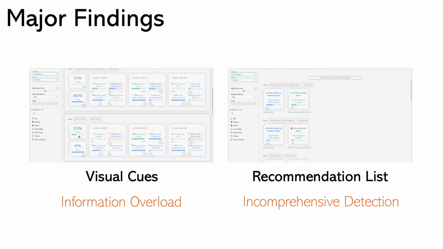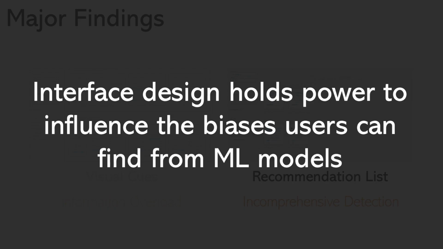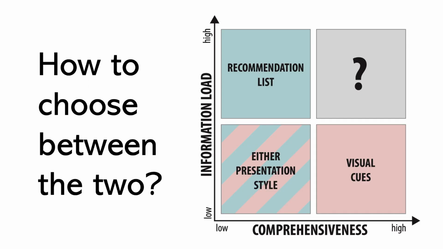So these are the two main takeaways. The visual cue prototype can cause information overload, while the recommendation list prototype can cause incomprehensive bias detection. I want to highlight this finding because it tells us that how you design a bias detection tool can actually affect the model biases users can find. So we need to design bias detection tools really carefully.